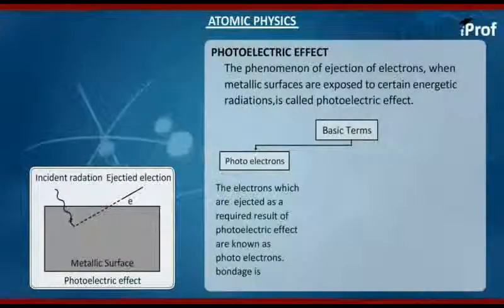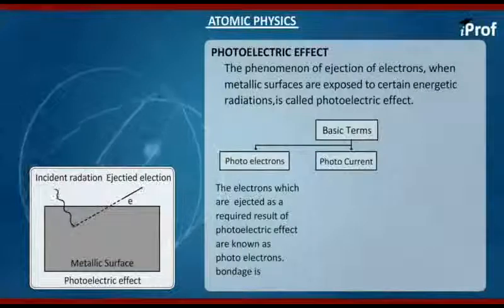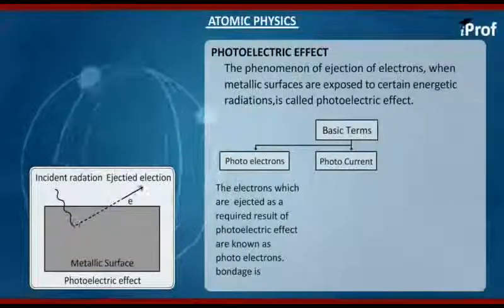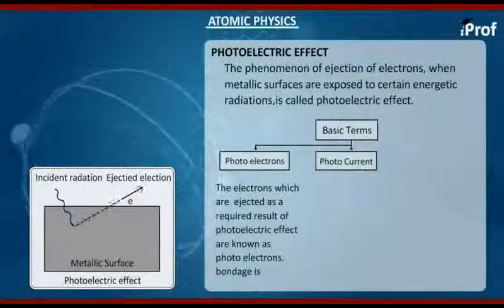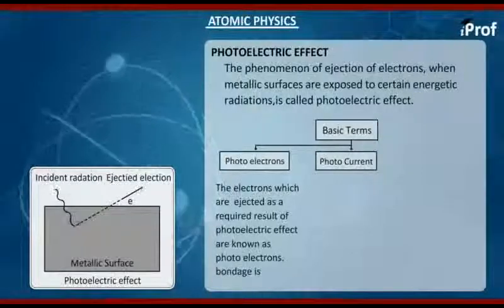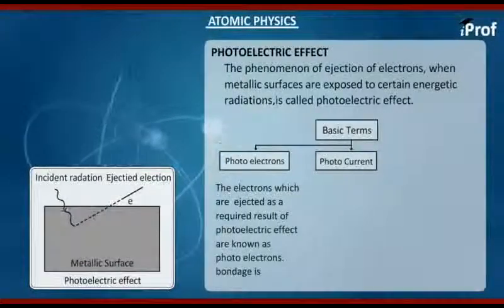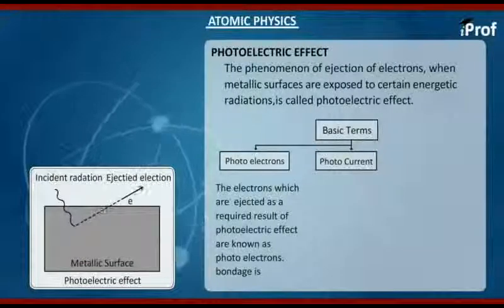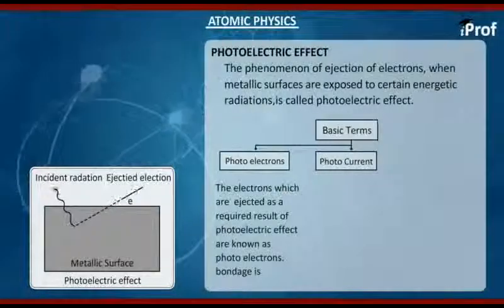The second term that we have to understand is photocurrent. Now if we take a metallic surface and it is exposed to radiations such that photoelectrons are ejected, the ejection of these photoelectrons from the metallic surface is random. They are ejected in different directions randomly.